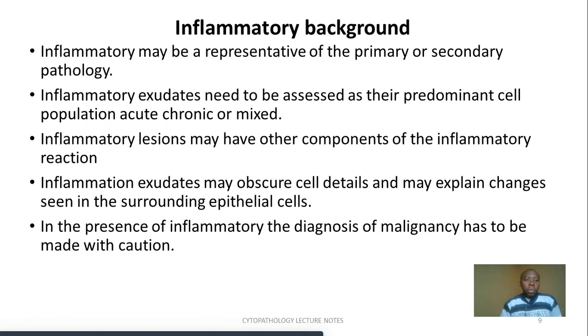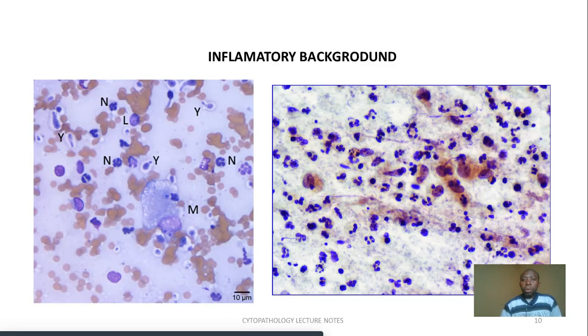So in the presence of inflammatory cells, the diagnosis of malignancy has to be made with caution, because we may actually end up taking inflammatory reactions to be malignant reactions, which may not be true. So here we have images illustrating what a typical inflammatory background can be, and on the image on the right we can clearly see these cells which are labeled with N.